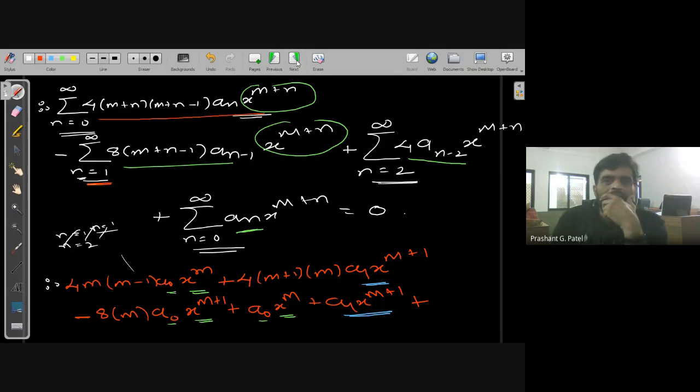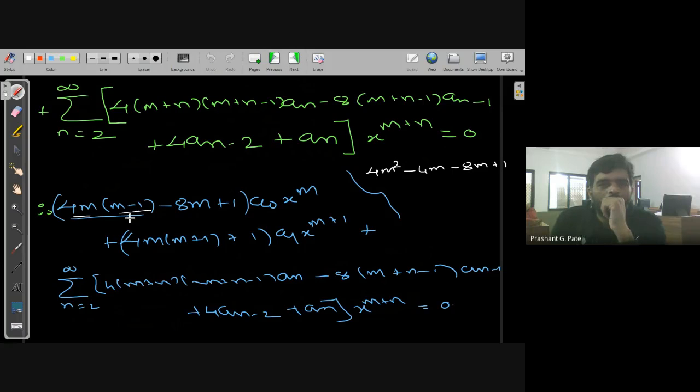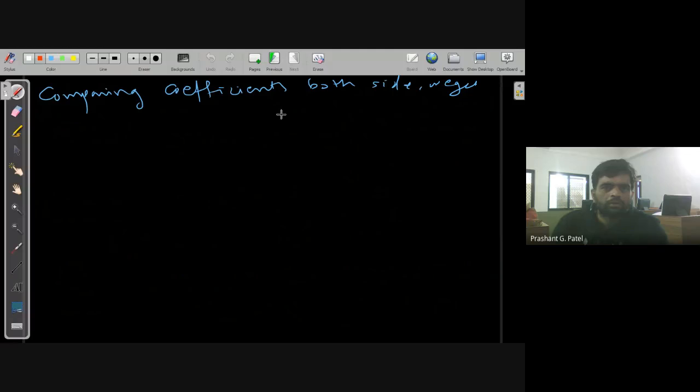So then there is a mistake in these steps, so this should not be there. This minus 8 actually comes here, minus 8m plus 1 is there. Okay, so this minus 8 will not come here. So that's why it is 4m square minus 4m plus 1 into a0 equal to 0.